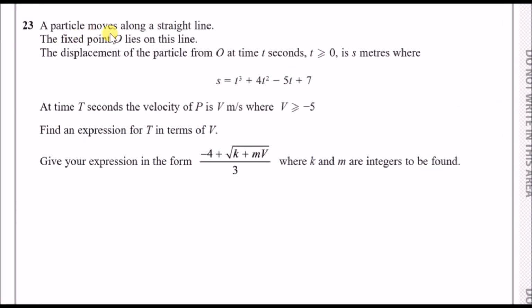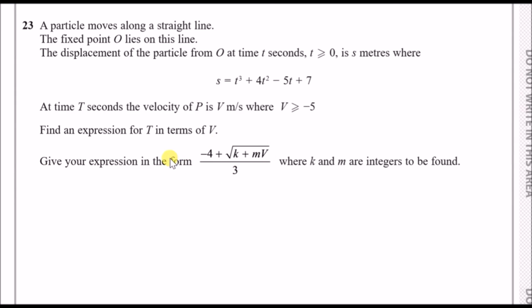So a particle moves along a straight line. The fixed point O lies on this line. Now the displacement of the particle from O at time t seconds, where t is positive, is s meters. So basically, they're going to use s as the displacement, and it's given by this cubic equation. Now at time big T seconds, the velocity of P is v meters per second, where v is big T equal to minus 5. Find the expression for T in terms of v, give your expression in this kind of weird looking surd form. Okay, let's do this, guys.